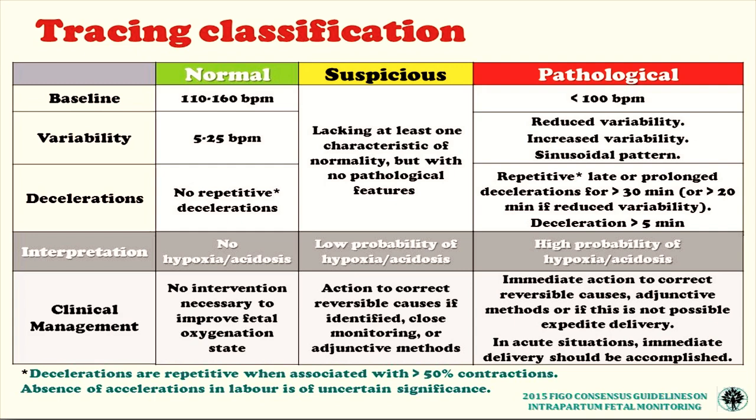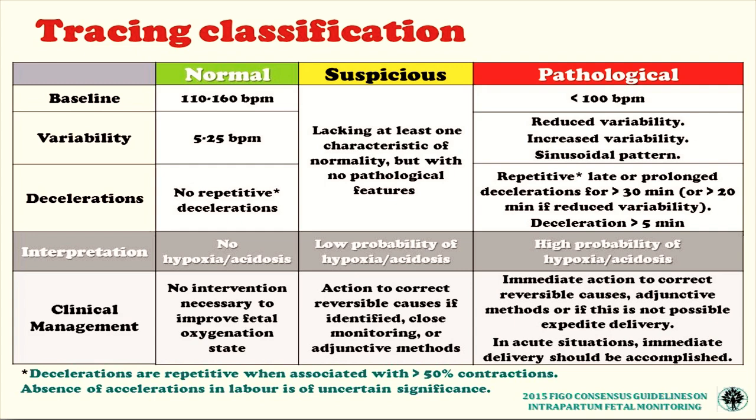Based on the tracing classification, CTG can either be normal, suspicious, or pathological based on the findings of only three parameters: baseline, variability, and deceleration. Here, the acceleration is not being considered. So, in a normal CTG, baseline is between 110 to 160, variability is between 5 to 25, and there is no deceleration. This suggests no fetal hypoxia or acidosis, and hence no intervention is needed in this situation.